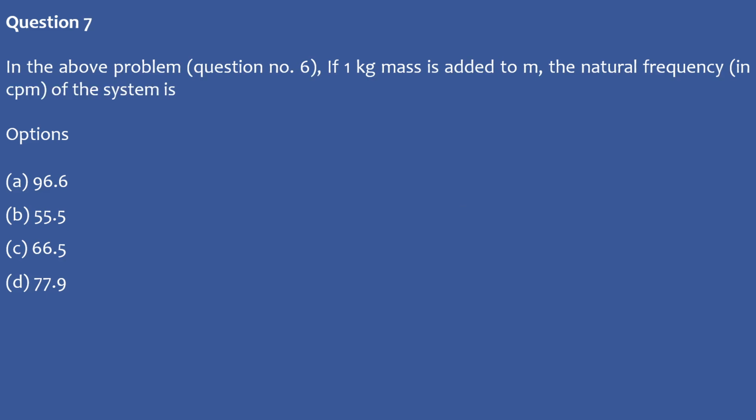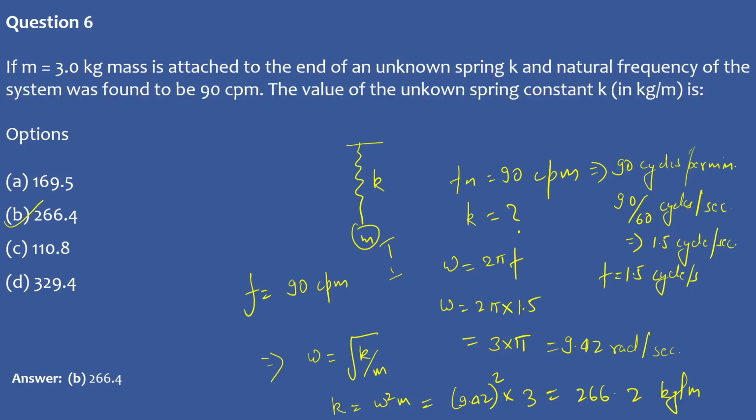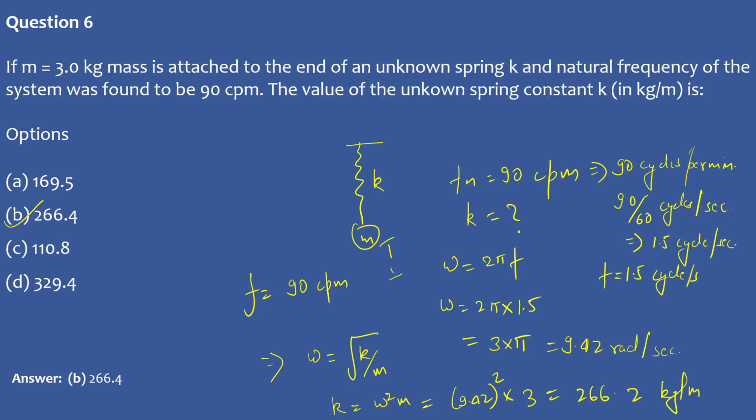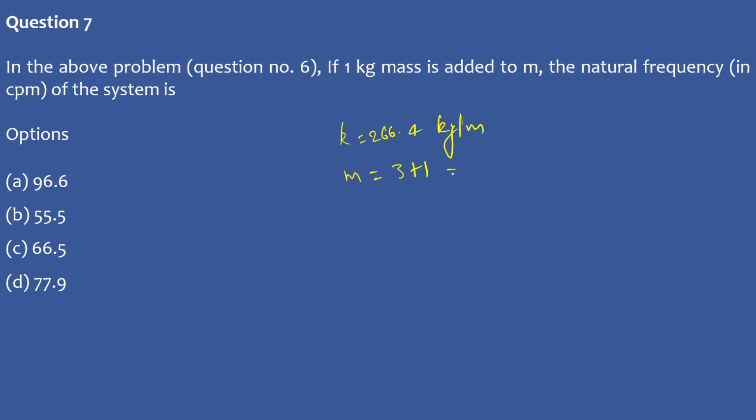So let's check the answer. Answer is option D. From the previous question, we know the stiffness of the system which you got, K is equal to 266.4 kg per meter, right? And now your mass has been increased by 1 kg. Previously it was 3 and it has been increased by 1, so your new mass is 4 kg, right?